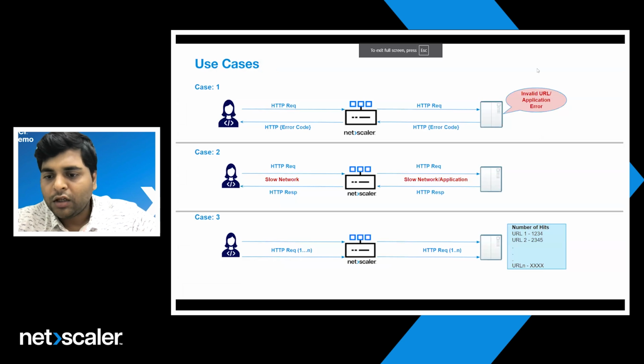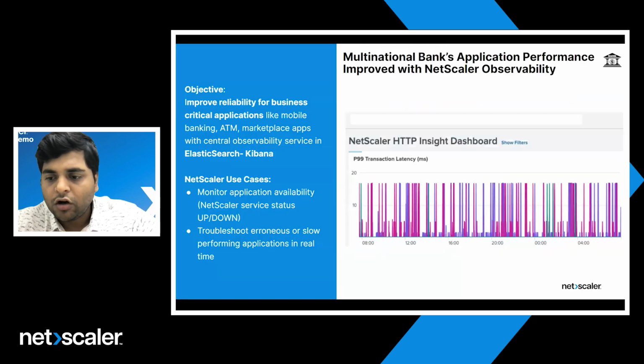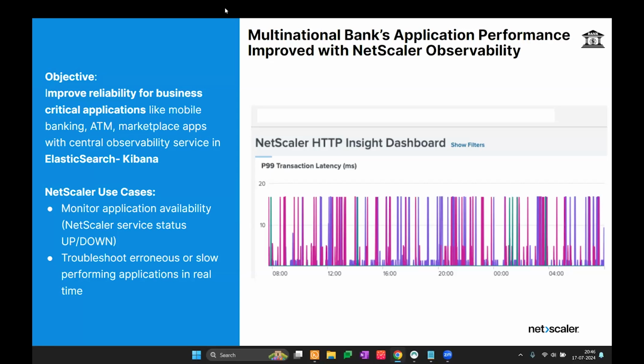Now let me switch to the slide deck, where I want to talk about how our existing customers are using this functionality. One multinational bank had business critical applications that they wanted to monitor and troubleshoot on a third-party observability tool like Elasticsearch and Kibana. They came to us with a query that they have all these banking related applications like mobile banking, ATM, and marketplace applications, which they want to troubleshoot and monitor on their central observability service. Then we did the POC and understood the use cases.